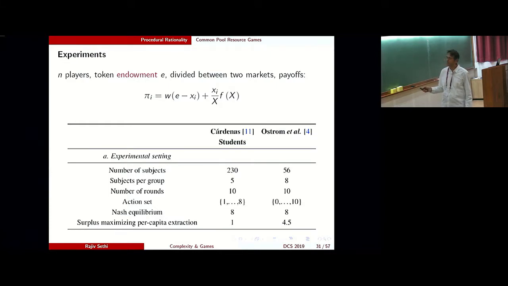And the optimal behavior that maximizes the aggregate payoff, if you aggregate the payoff across all the users, is for people to exploit the resource less. So in Ostrom, 4.5 is the group optimal level of extraction. And this is what people mean by tragedy of the commons: the individual incentive is to over-extract relative to the efficient level. 8 versus 1 in Cardenas, 8 versus 4.5 in this case.